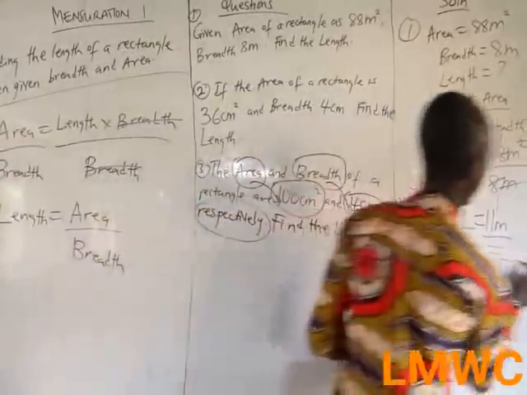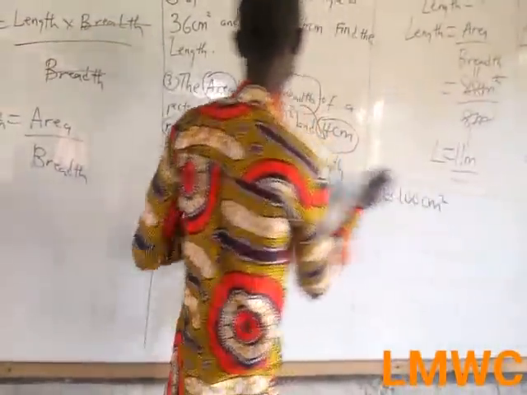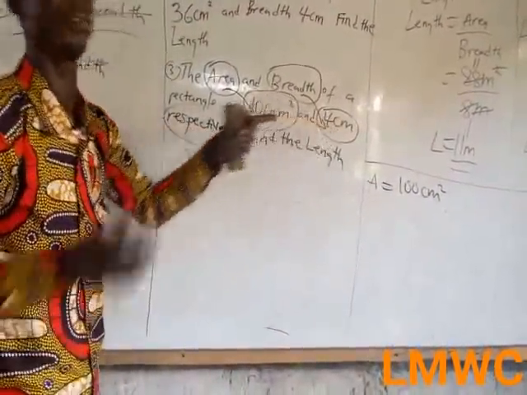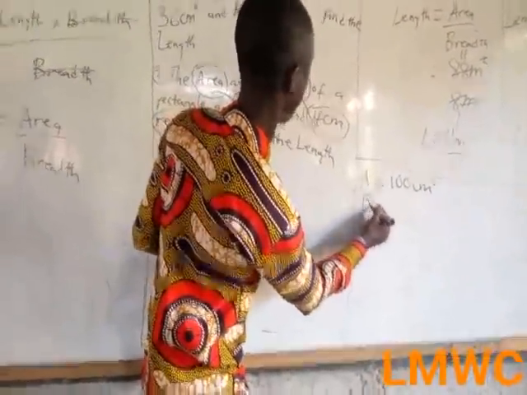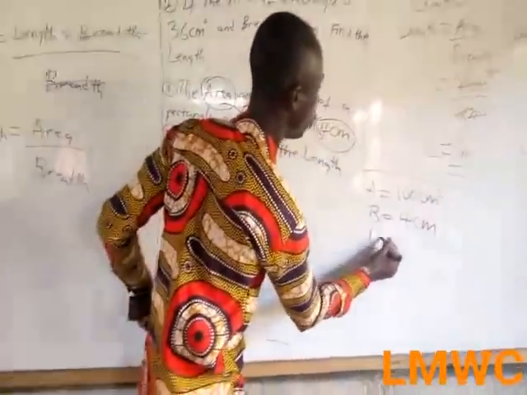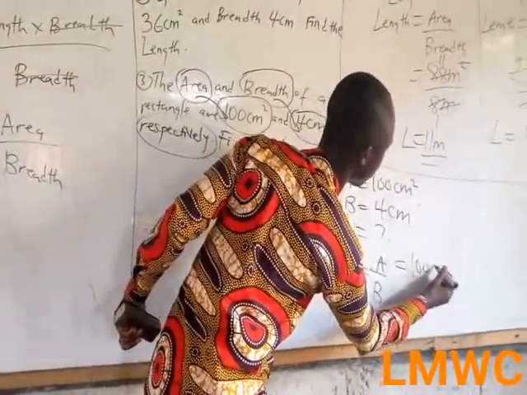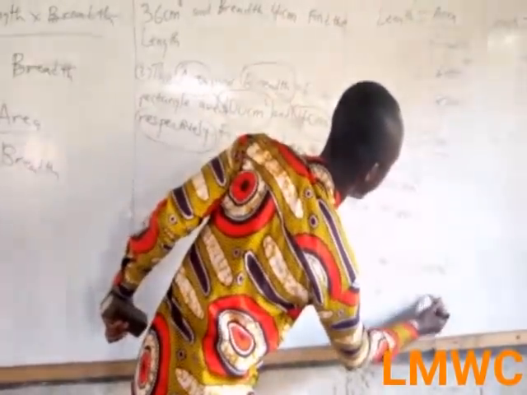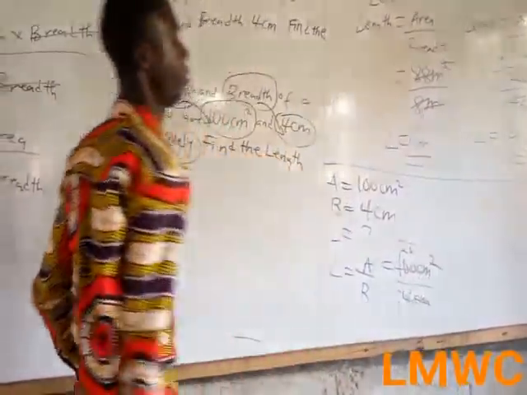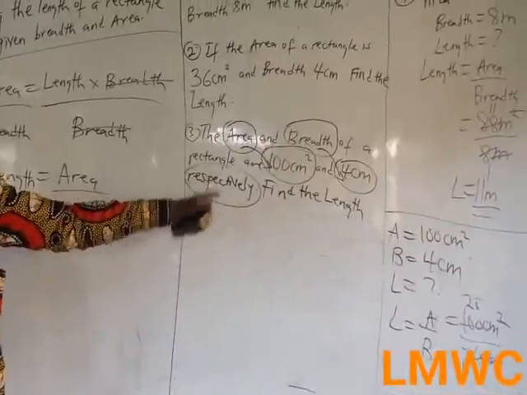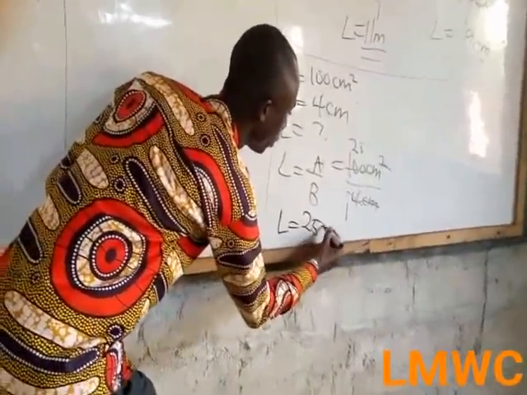So now let's take the third one. We know area as 100 centimeters square, because how to identify this as area and this as breadth is very important. So we have breadth as 4 centimeters, but we don't know length. So our length is A over B, and area is 100 centimeters square over 4 centimeters. This cancels this. 4 goes here 1 and 4 goes here 25. So take note. Always, if you are given respectively, I have explained it. Now we know the length as 25 centimeters.